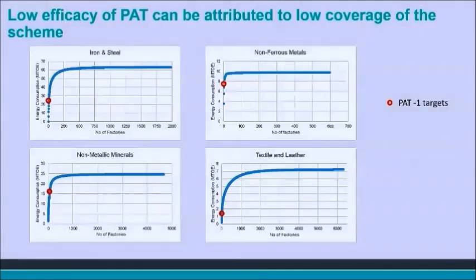So one major limitation towards extending the PAT targets and covering the entire industries is that if you move higher up, the incremental energy consumption covered by an increasing number of factories becomes very marginal. And as a result of that, it increases your transaction cost significantly.